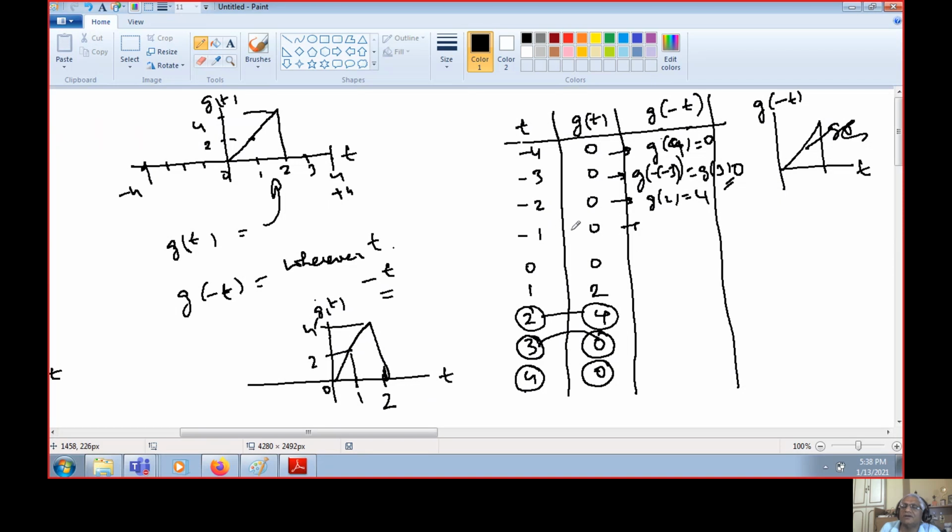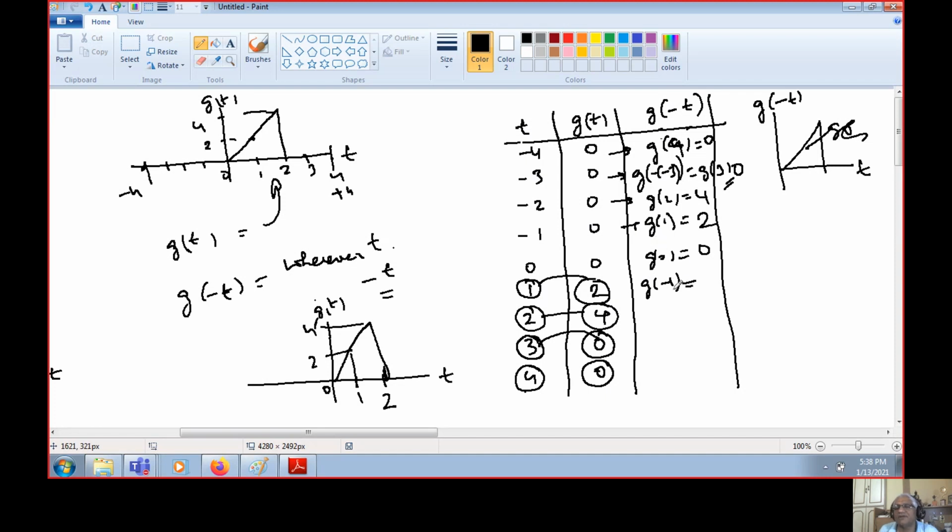So this is g of minus 1. This becomes g1. So what is g1? This is 1, no? g1 is 2. So here I'll put 2. Then 0. 0 is g0. So what is g0? It is 0 only. So then comes t equal to 1. So what is g of minus t? Here t is equal to 1. g of minus t is g of minus 1.